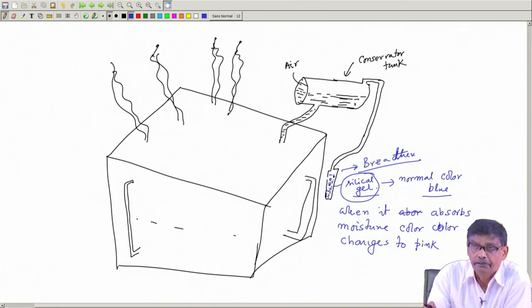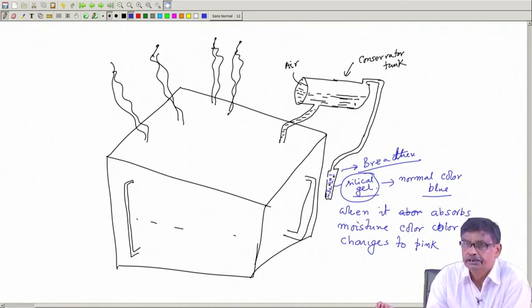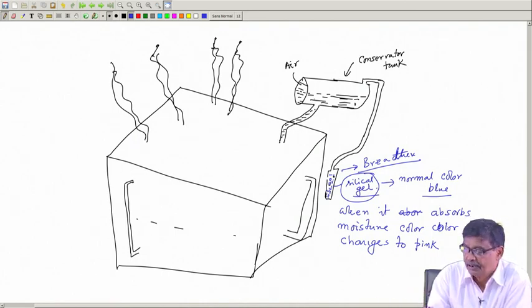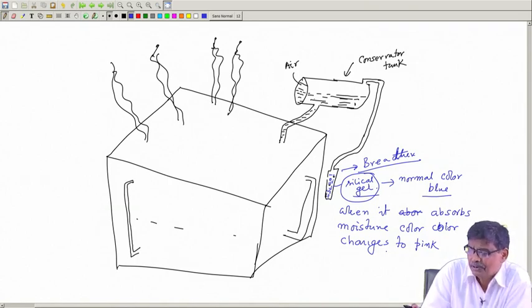Therefore, he will replace this silica gel with new silica gel, and once again that pink colored silica gel, you dry a bit, it will become blue, it can be reused. But these are the things I wanted to tell.